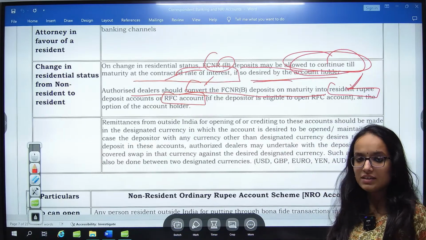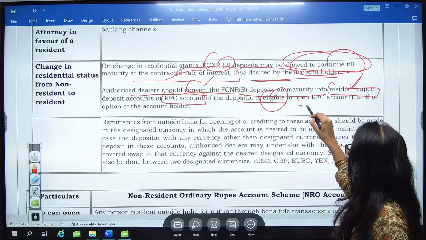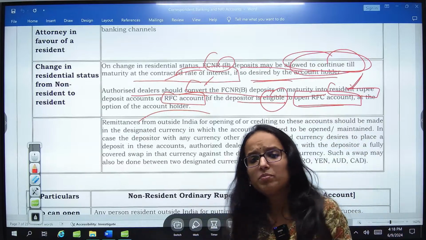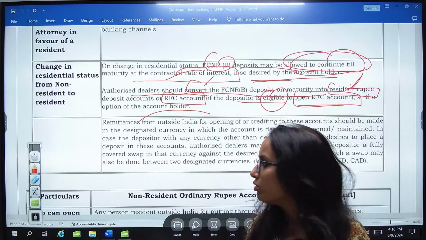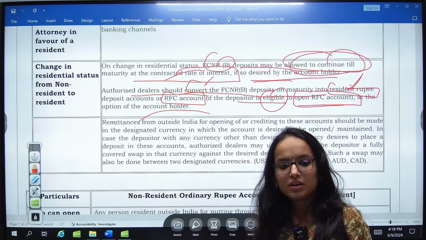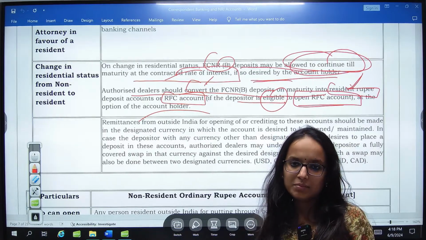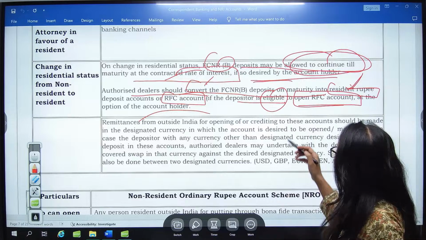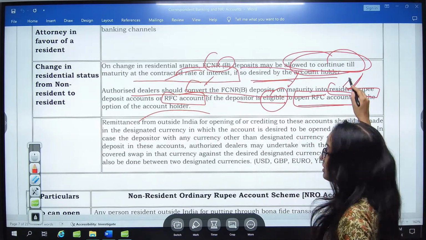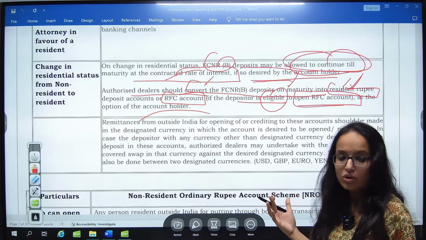Okay, resident rupee deposit account, if the depositor is eligible to open an RFC account, at the option of the account holder. So that would be up to the account holder only, right? If the account holder wants to convert that FCNRB account, that can be converted, or the deposits can be converted into resident rupee deposits. Clear? If the account holder wants to do that.